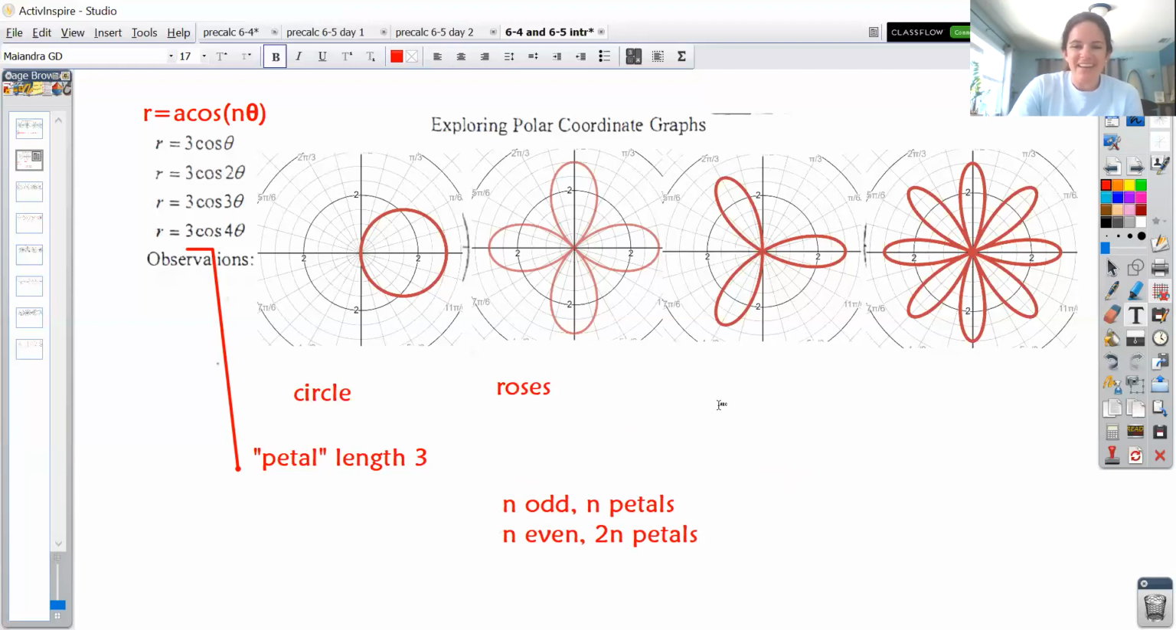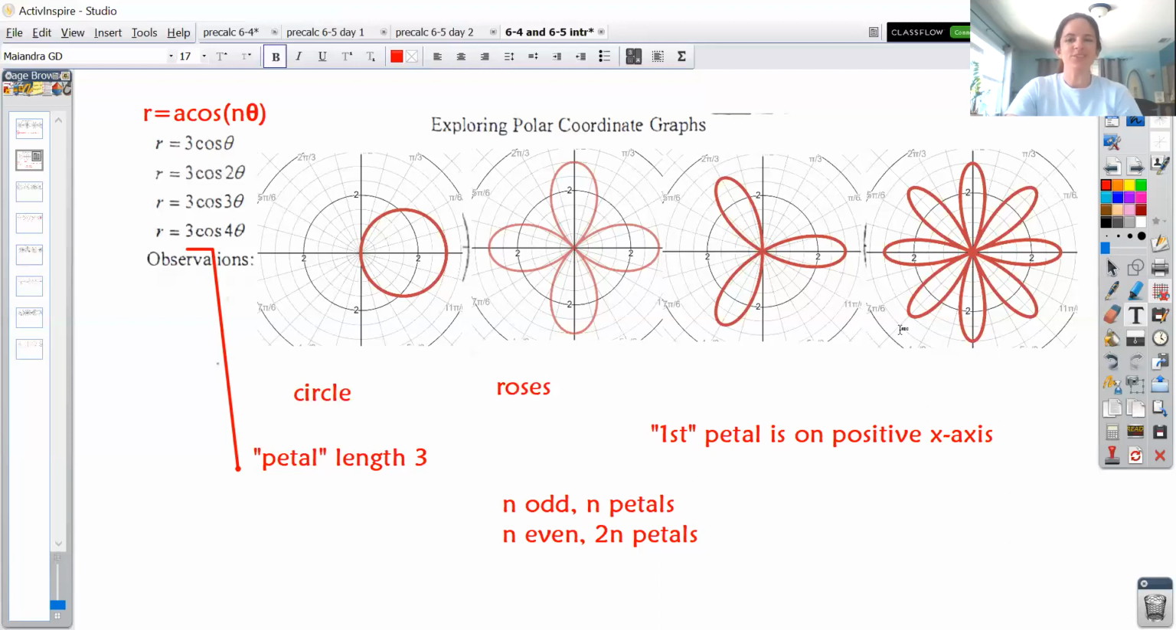And as far as where the petals are oriented, this one is on the positive x-axis. Here there's one on the positive x-axis, and then here and here there's also one on the positive x-axis. So we can say that the first quote-unquote petal is on the positive side of the x-axis. And that's pretty much all the conclusions that we're going to make for this set.